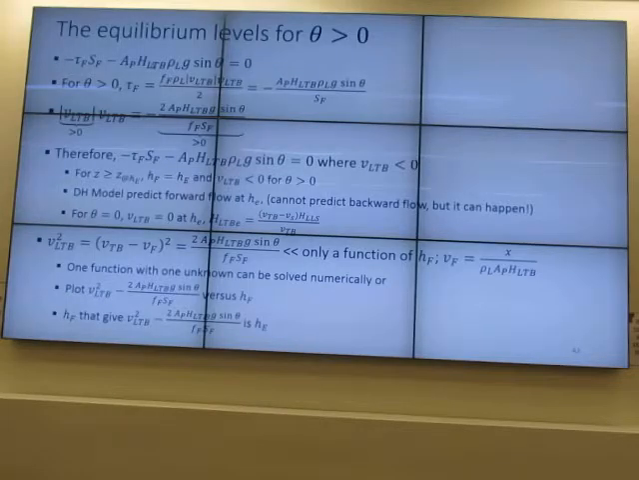In this slide I changed something. I'm sorry about that. In this slide I added one. Look at this, I added this line: the DH model predicts forward flow at HE. But actually what happened is backward flow or no flow, right?